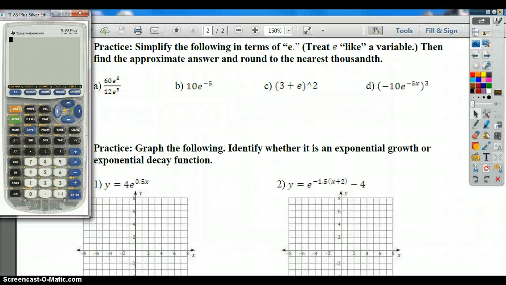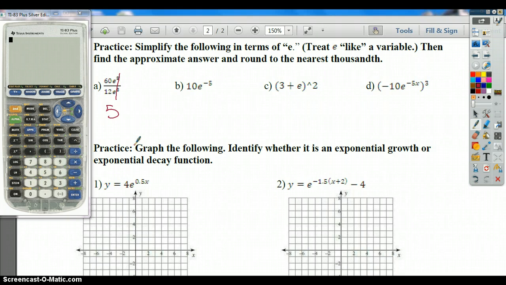All right, welcome back, ladies and gents. Hope you have a TI-84 calculator ready to go, or TI-83 in my case. That's really all this is. Okay, if I reduce this it is 5, because e to the 8th over e to the 8th, these cancel out. So 60 divided by 12 is 5. That one's not bad, okay?